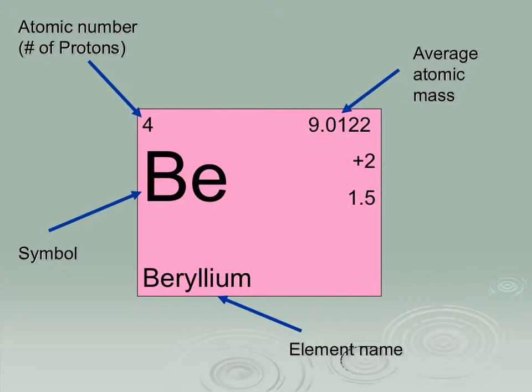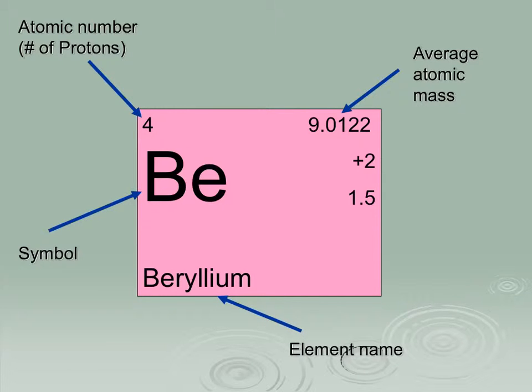Or if you go back and you look at the periodic table and you look at, say, carbon. Well, the definition of carbon is any atom that has 6 protons. So your number of protons will always tell you what element you have. The Be is what we call our symbol for that element. In this case, the element's name is beryllium, but a lot of times we'll shorten and just write Be. And then here is the average atomic mass.